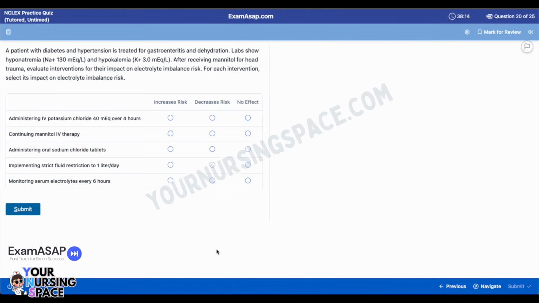A patient with diabetes and hypertension is treated for gastroenteritis and dehydration. Labs show hyponatremia, Na+ 130 mEq per liter, and hypokalemia, K+ 3.0 mEq per liter. After receiving mannitol for head trauma, evaluate interventions for their impact on electrolyte imbalance risk. For each intervention, select its impact on electrolyte imbalance risk.